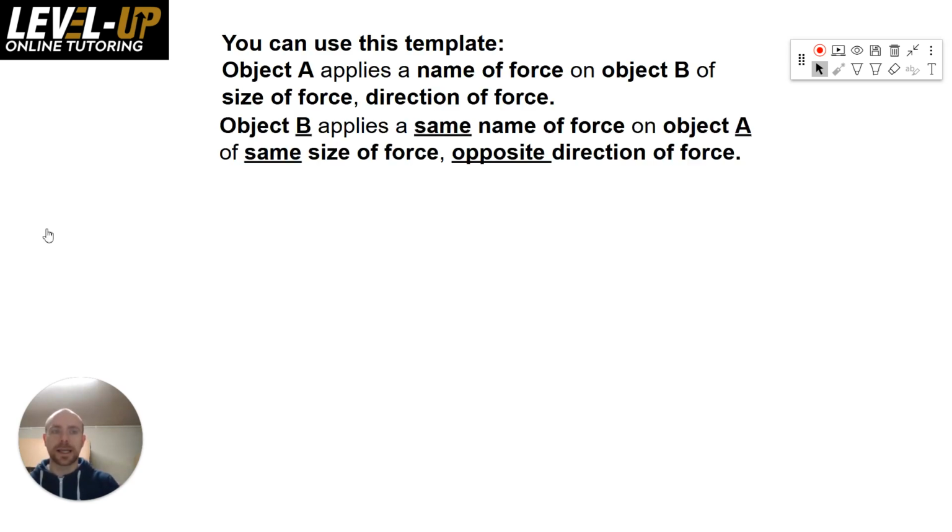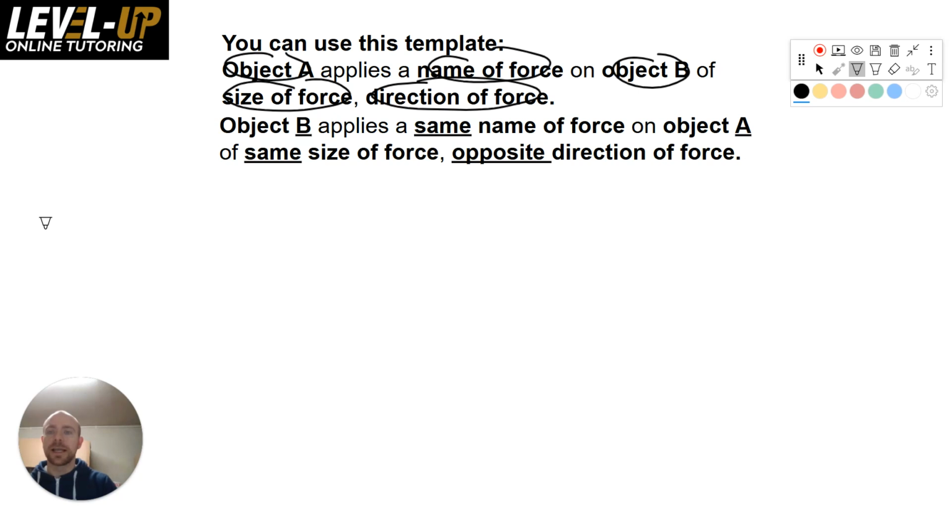We'll look at some examples in a second, but all we're doing here is applying the bits that I'm circling. You're going to fill in the gaps for whatever the object is: object A, the name of the force, object B, the size of the force and the direction. And then for the second part, you swap object A for object B, and object B for object A. The force is going to be the same type of force, the size is going to be the same size, and the direction is going to be opposite.